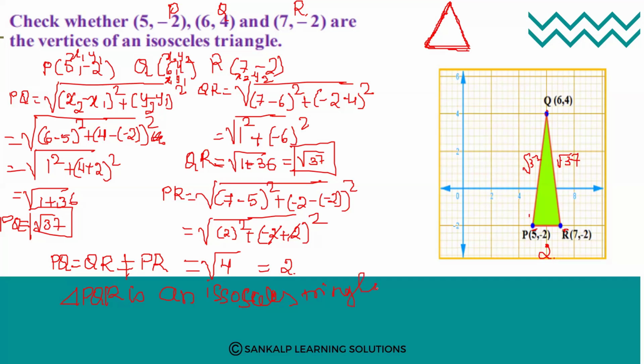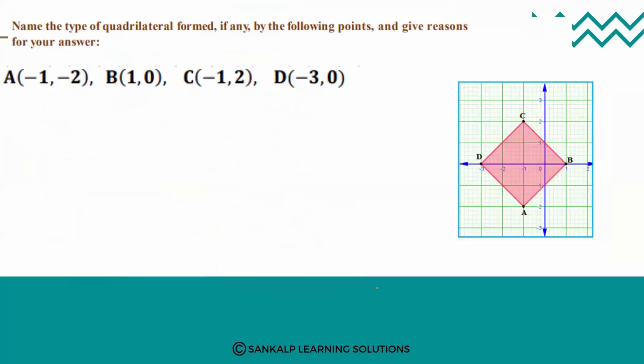Okay, understood? So whatever is given, we need to find out the distance between 2 points. If we check the distance, it could be given as a triangle or as quadrilaterals. Next, name the type of quadrilateral formed by the following points and give reasons for your answer.